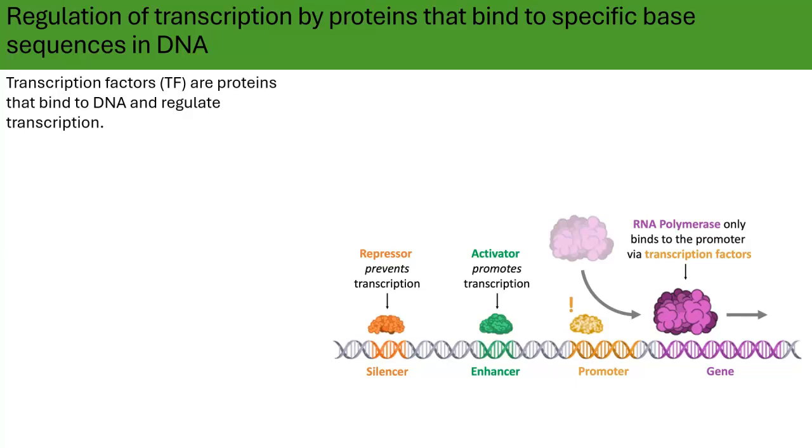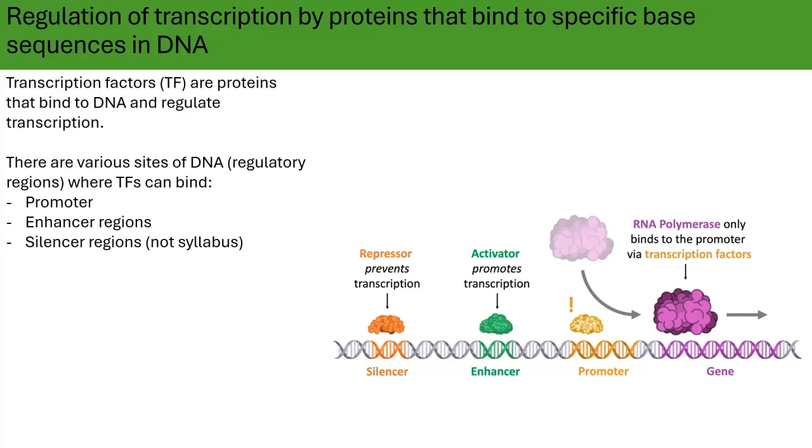Okay. And then we continue talking about gene expression with the regulation of using transcription factors. So transcription factors, remember, we talked about these before, but these are proteins that bind to DNA and regulate transcription. So they are important. And there are various sites of DNA called regulatory regions where transcription factors can bind. The promoter is a regulatory region, but there are also other types of sites, for example, enhancer regions, that are outside of the gene, and silencer regions.